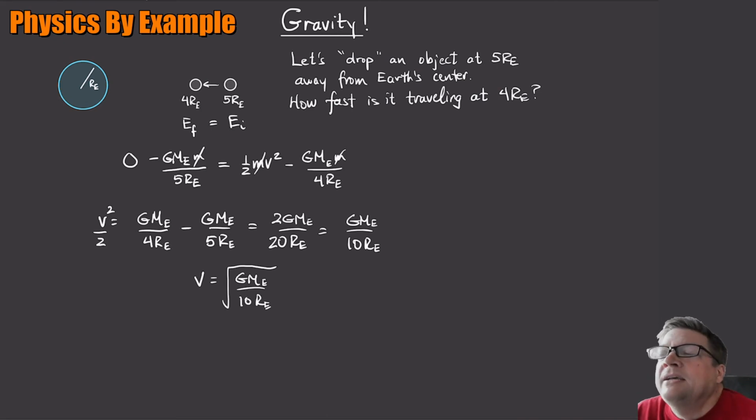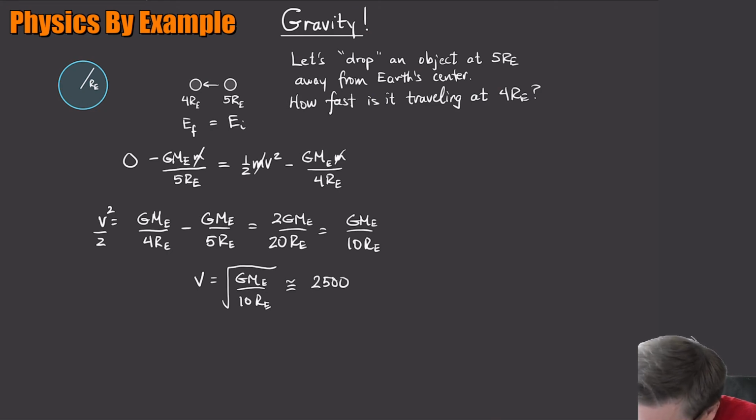There we go. And if you plug these numbers in, we know what these numbers are by now. Mass of the Earth is 6 times 10 to the 24th. Radius of the Earth is 6.4 times 10 to the 6th. Plug those numbers in, which is the boring part, and then what you get out at the end is about 2,500 meters per second. There we go. So that'll be the speed of this thing when it reaches 4 RE away.